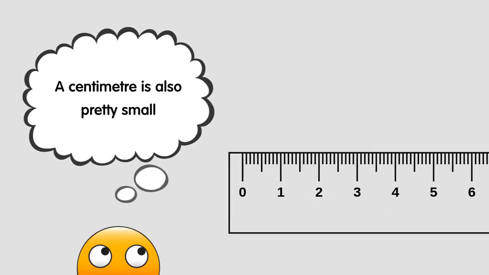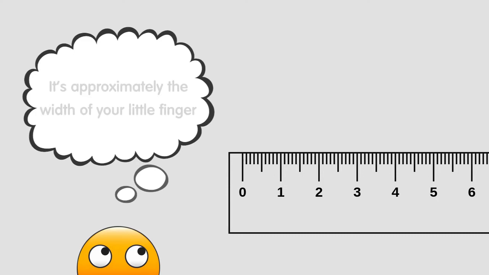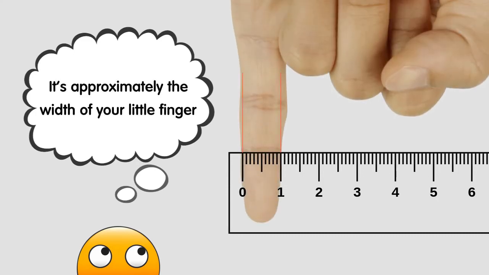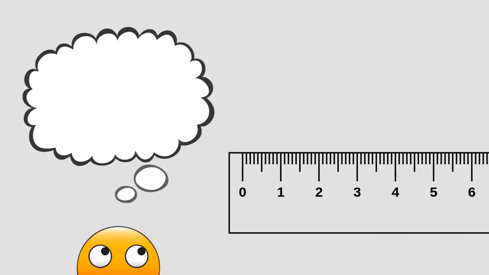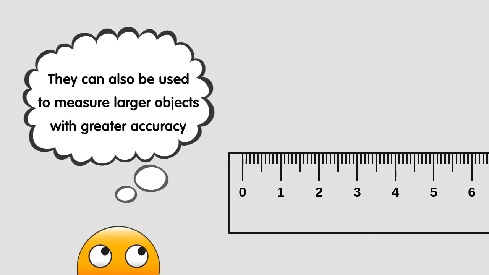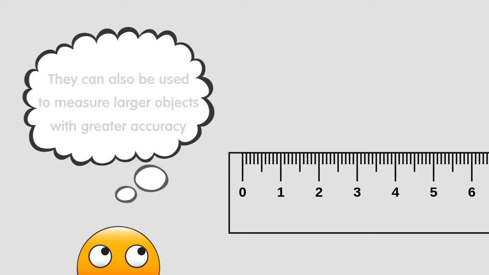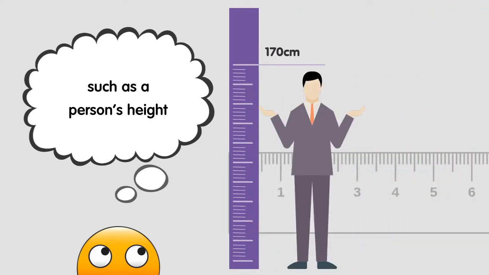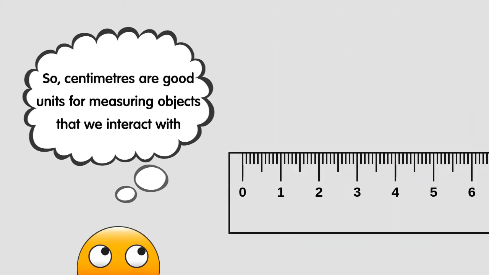A centimeter is also pretty small. It's approximately the width of your little finger. Centimeters are commonly used to measure objects that are smaller than a ruler. They can also be used to measure larger objects with greater accuracy, such as a person's height. So, centimeters are really good units for measuring objects that we commonly interact with.